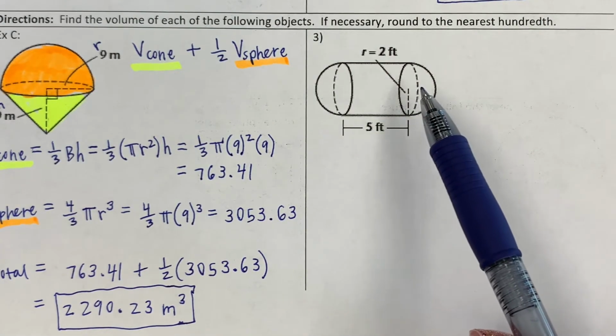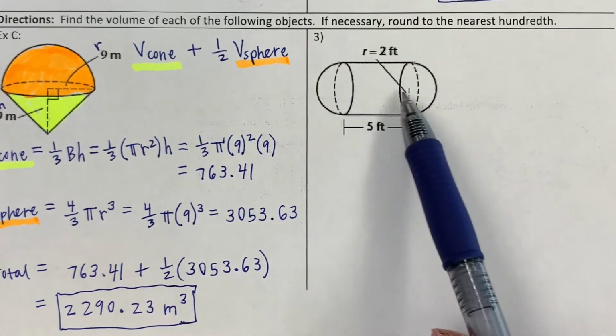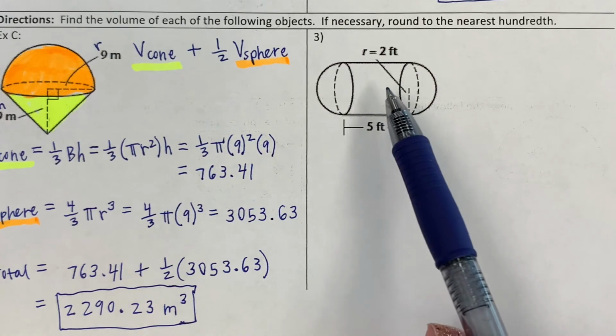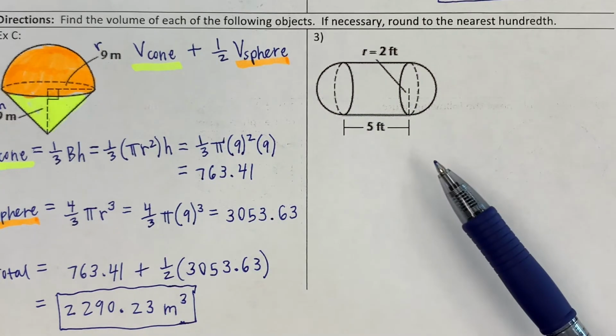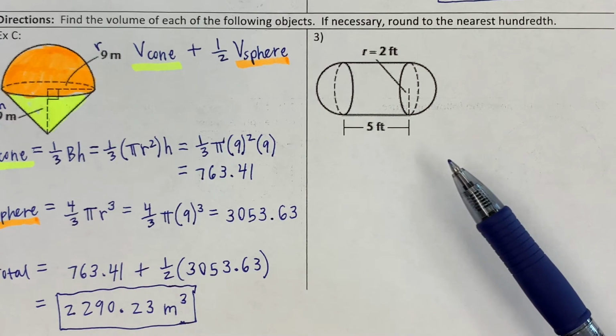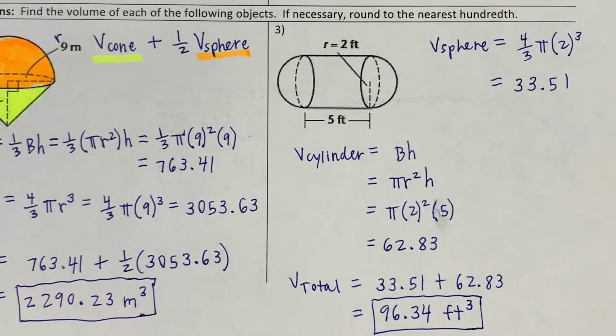So for this, you're going to need to find the volume of a sphere as well as the volume of a cylinder, and you'll have to add those two volumes. So I'd like for you to take some time and see what you can come up with for you try 3. Go ahead and pause the video. Let's see how you did.